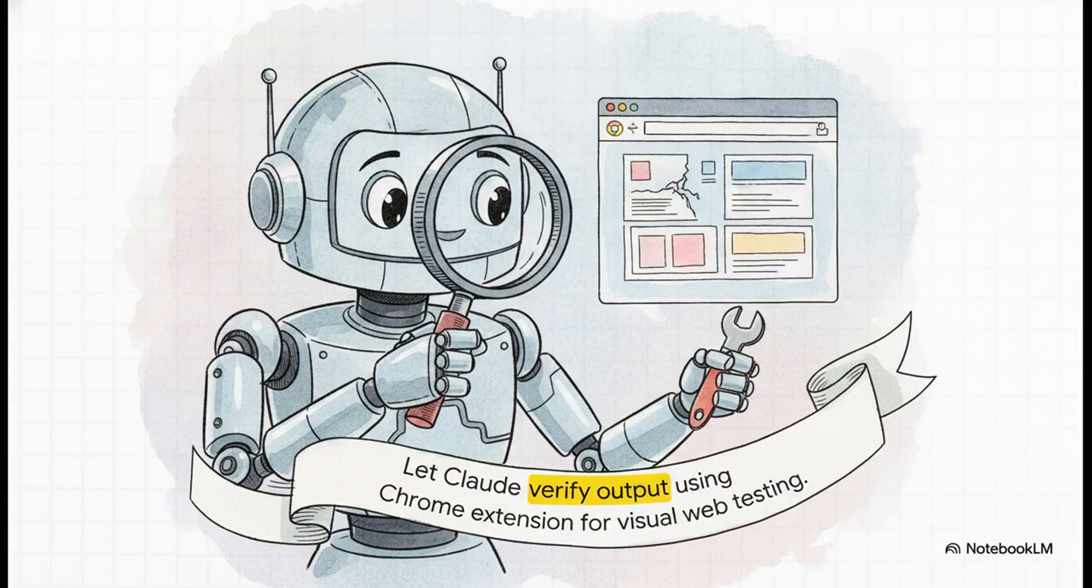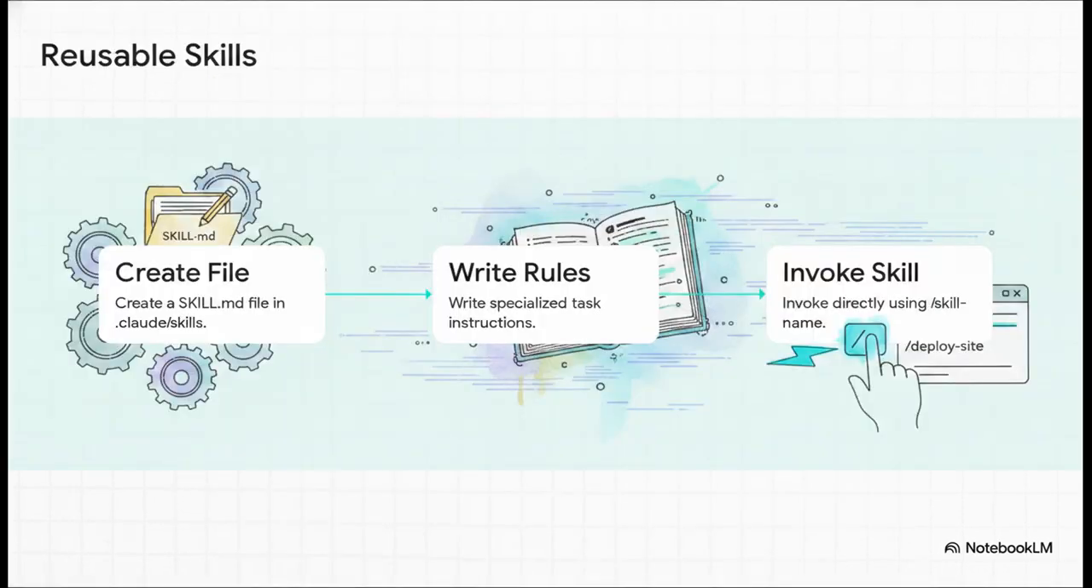But here is the absolute number one most impactful thing you can do. Give Claude eyes to verify its own output. Think about it. If you ask an engineer to build a website but don't let them actually look at a web browser, the result is going to be pretty rough. By installing the Claude Code Chrome extension, you effectively hand the AI a browser. It can visually check the front end, spot rendering errors, and iteratively fix its own UI code until it is absolutely pixel perfect.